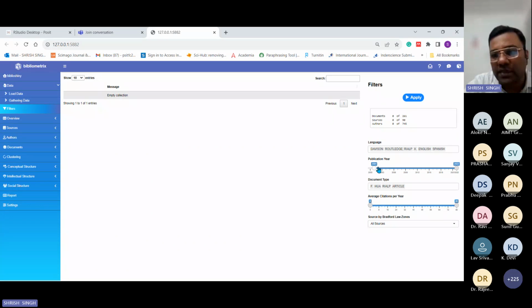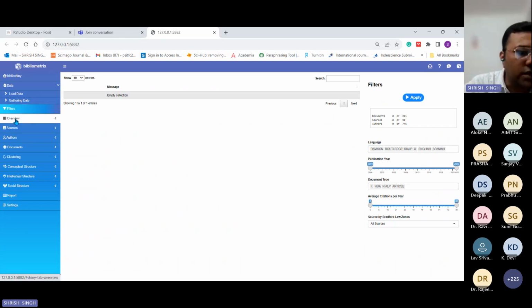You just have to drag this. If you want to analyze the data from 2012 to 2022, you put this bar on 2012, and now only 10 years of data will be there. But I am going to analyze the data for the entire time period from 2000 to 2022.